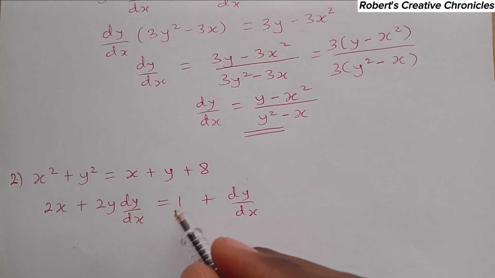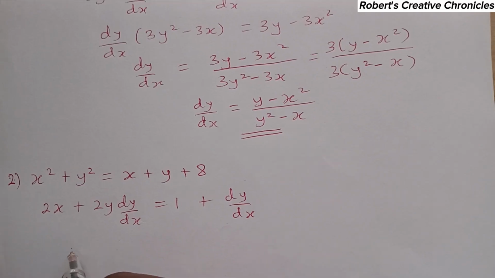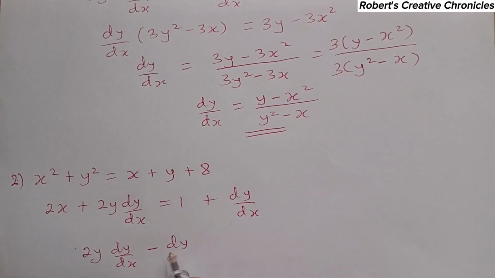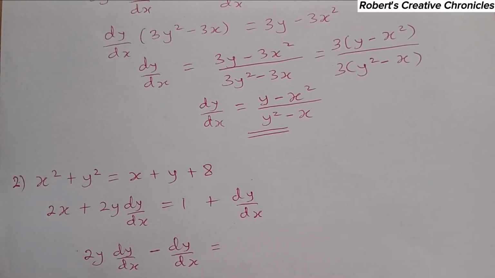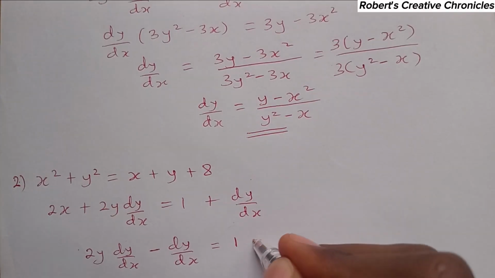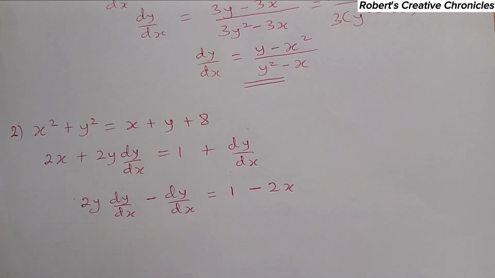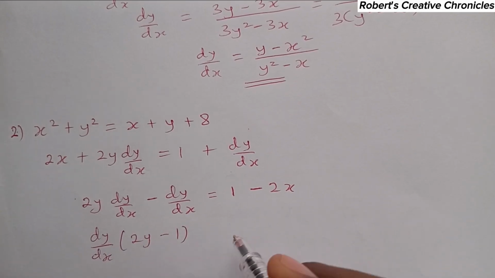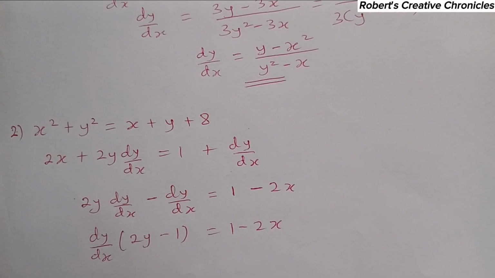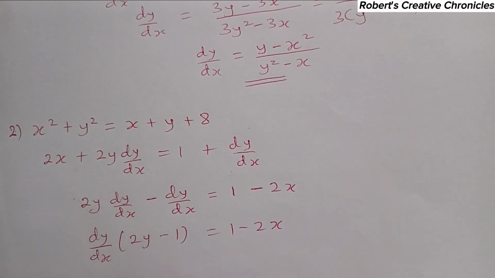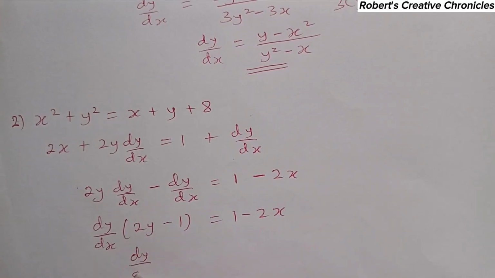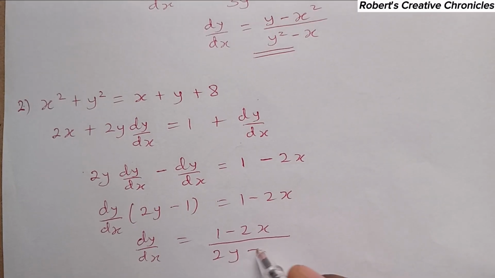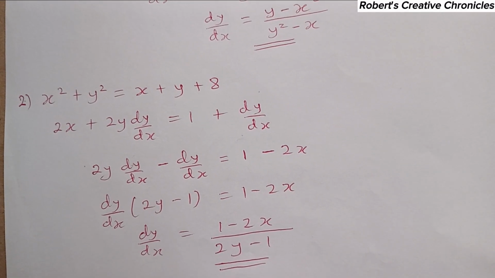So now we'll collect these terms to the left-hand side. So it becomes 2y dy over dx minus dy over dx is equals to 1 minus 2x. So this becomes dy over dx times (2y minus 1) is equals to 1 minus 2x. So now our dy over dx will become (1 minus 2x) divided by (2y minus 1). So this is the final answer for the second one.